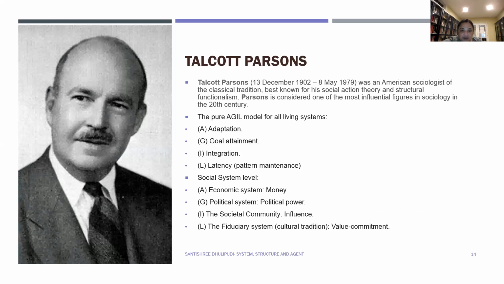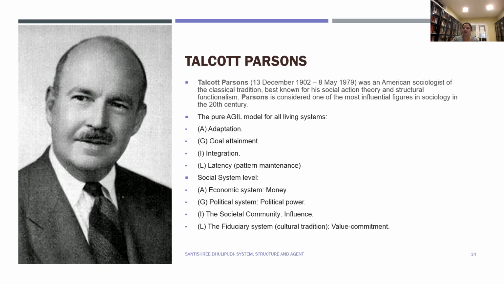The other major sociologist who has greatly influenced our scientific school is Talcott Parsons, a sociologist born on 13 December 1902, died 8 May 1979. Talcott Parsons, of the classical tradition, is best known for his social action theory and structural functionalism. Parsons is considered one of the most influential figures in sociology in the 20th century.